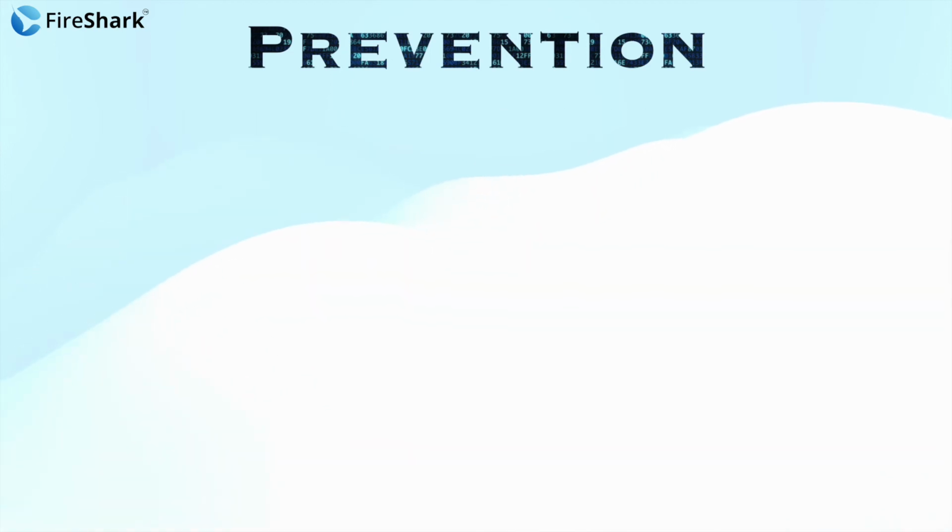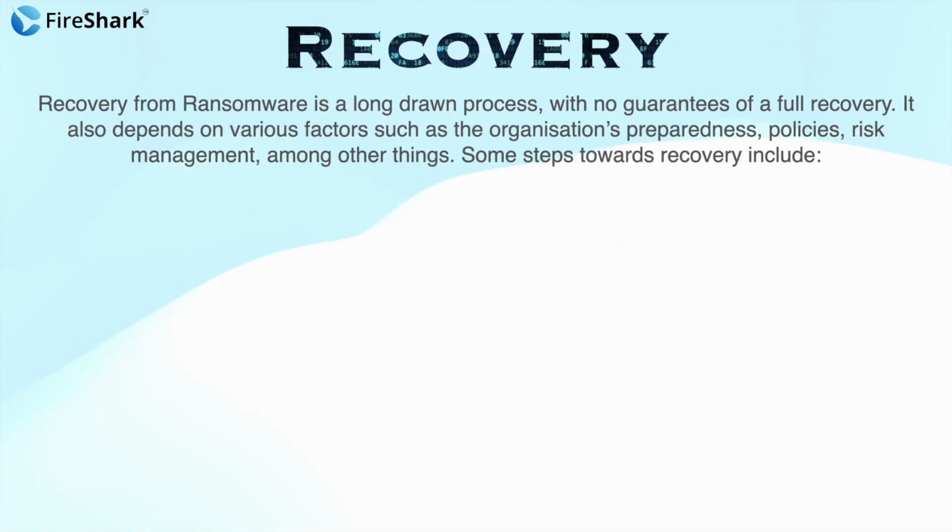But if you somehow did get infected with a ransomware and your files were encrypted, recovery from ransomware is a long, drawn process with no guarantees of a full recovery. It also depends on various factors such as the organization's preparedness, policies, risk management, among other things. Some steps that we can take to recover our data include: isolate and contain the ransomware. When you find out that your files have been encrypted, you should isolate your system so that it is not able to spread on the network to other devices. Isolate it, cut it off the network, and try to contain the malware.